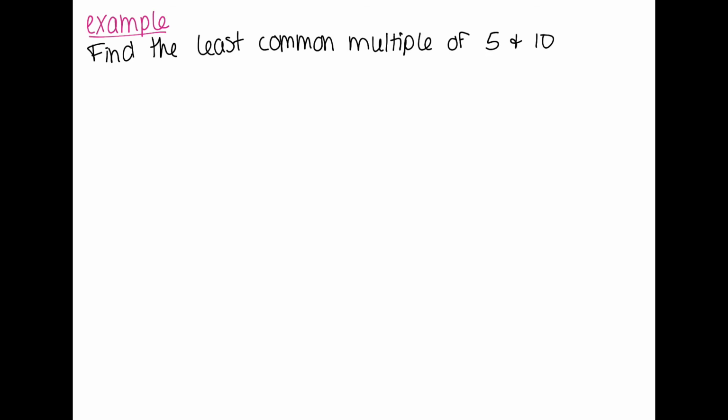Find the least common multiple of 5 and 10. So this one's kind of weird. So multiples of 5, right? 5, 10, 15, 20. And then multiples of 10. The very first one, which is 10, is on both lists. And that's okay. Sometimes the least common multiple is one of the numbers. So the least common multiple of 5 and 10 is 10.